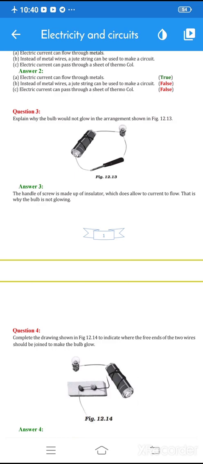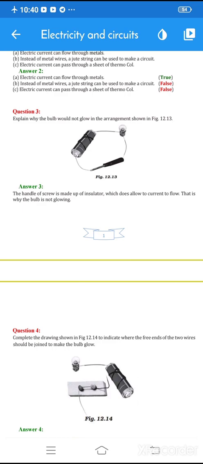The second statement: instead of metal wires, a jute string can be used to make a circuit. In place of metal wire, can a string made of jute be used to make a circuit? Is it able to conduct electricity? It's not at all. So it is false, because jute is not a conductor of electricity, so it cannot be used to make a circuit.